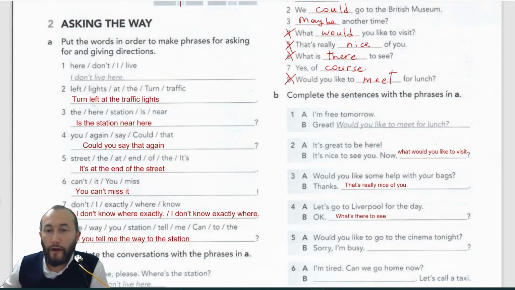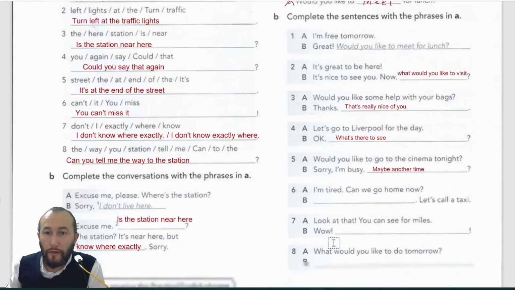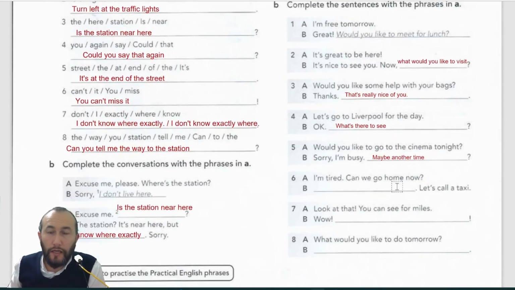Right, so number 5, would you like to go to the cinema tonight? Sorry, I'm busy. And then we've got here number 3, maybe another time. Yes. Number 3, we're going to cross it out. Okay, so number 6, I'm tired. Can we go home now? Let's call a taxi.